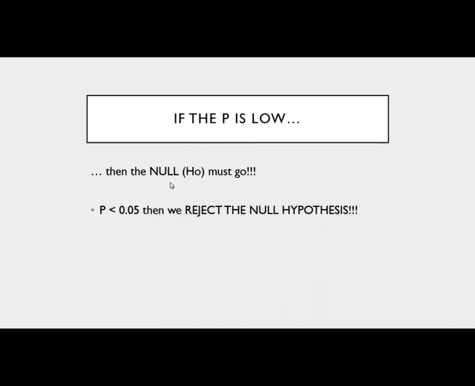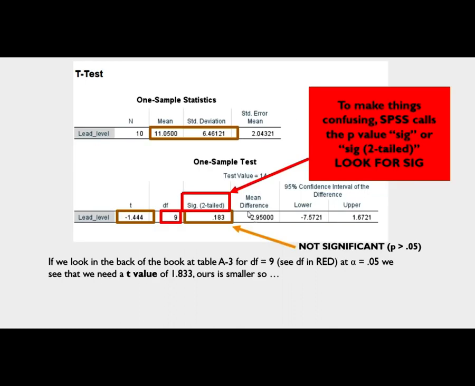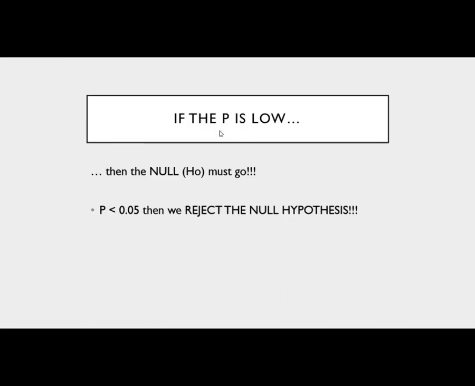If the p is low, the null must go. Just remember that. If the p is low, the null must go. The p was not low. It's not less than 0.05. I like to think of it as a nickel in your pocket, right? 5 cents. If it's less than 5 cents, if it's 1 penny, 2 pennies, 3 pennies, or 4 pennies, or no pennies, it's significant. But if it's a nickel or bigger, then it's not. So if the p is low, then the null must go. If the p is less than 0.05, then we reject the null hypothesis. If it is not, we fail to reject the null hypothesis. So in this case, we fail to reject.